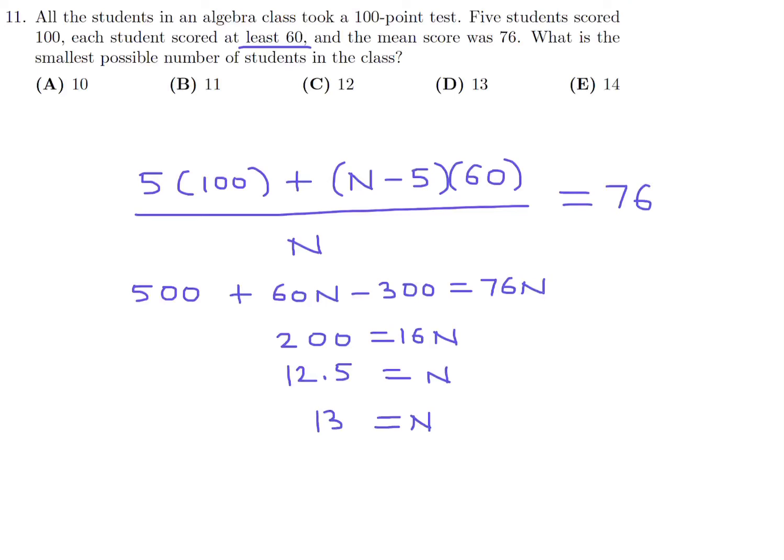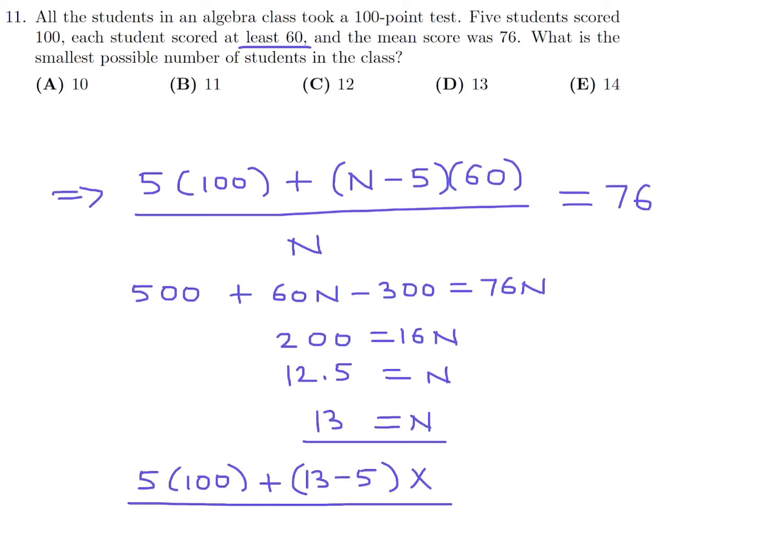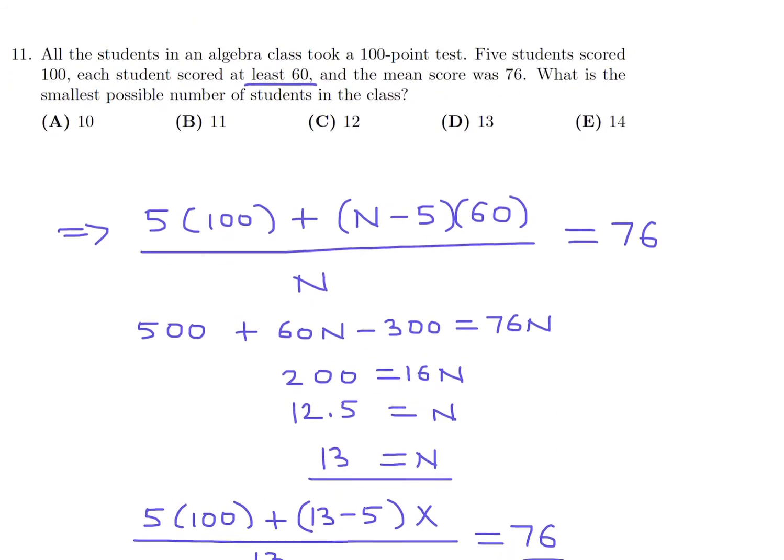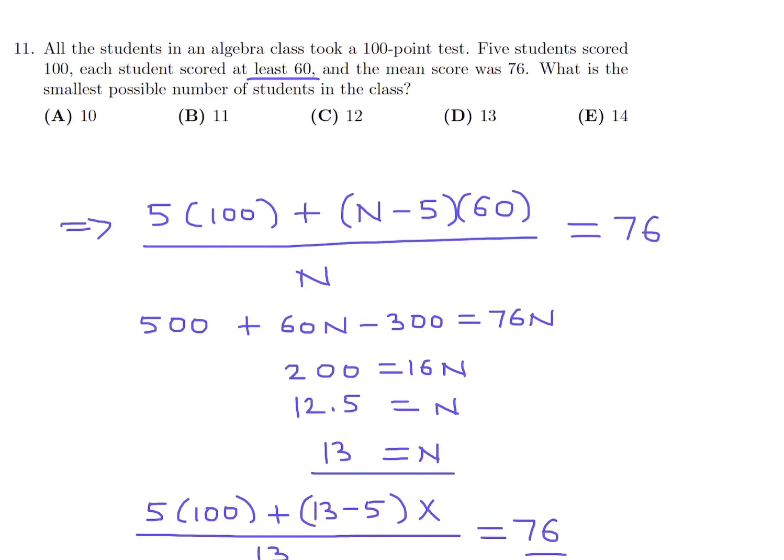We can go a little bit higher to get a full integer value. And this is basically the smallest that n can be. You can verify that this works by plugging in n equals 13 into this equation. 13 minus 5, and I don't know what the average is of all the other students, but we'll figure that out. If you do this, you'll find that this works for x equal to 61. So basically, the students who did not score 100, their average was 61, and that's how you end up with a total of 76 as the mean for all the students. So number 11, the answer is D.